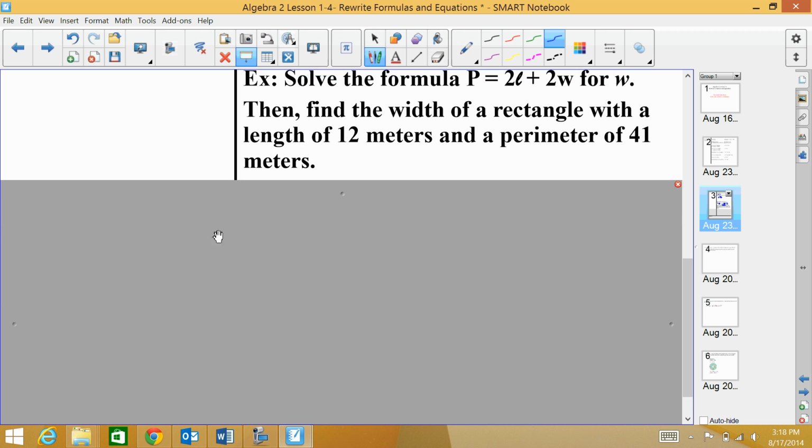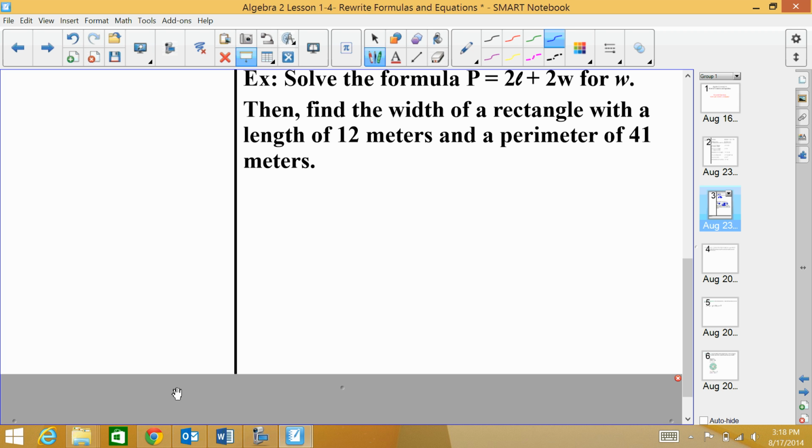So we're trying to get W by itself. So we have P equals 2L plus 2W. And we're trying to get W by itself. So I need to get rid of the 2L, and I need to get rid of the 2 in order to have W by itself. Since the 2 and the L are attached, you cannot break them apart unless you divide everything by 2 to get rid of the 2. So that wouldn't work. So what I'm going to do is keep it together and subtract 2L from both sides.